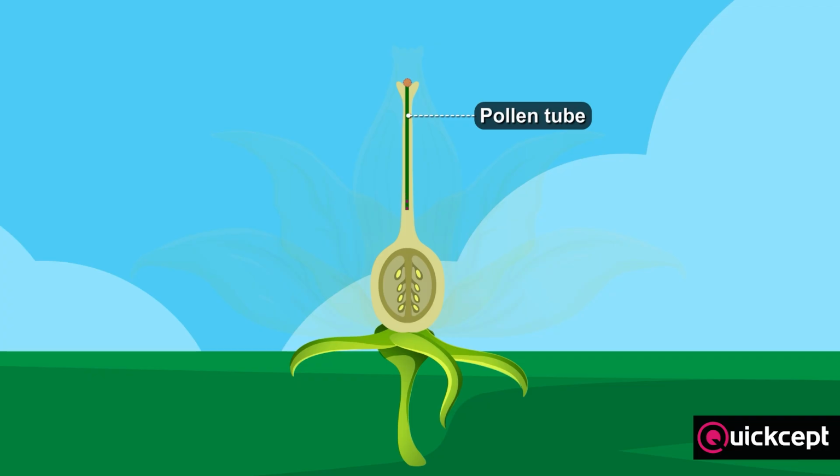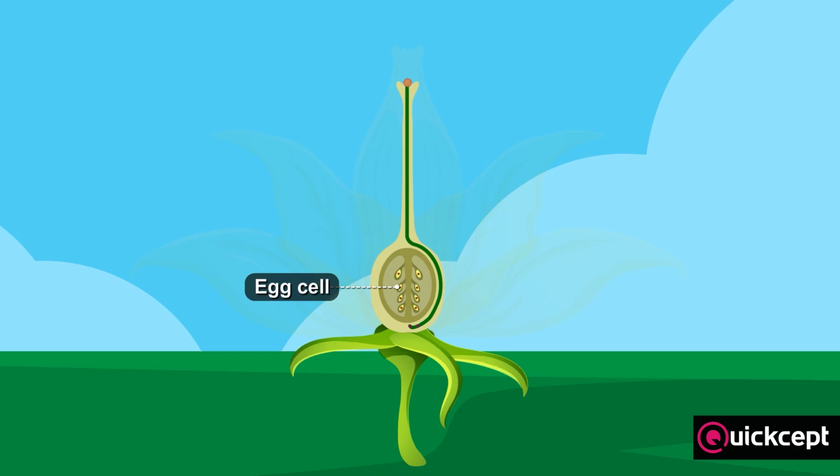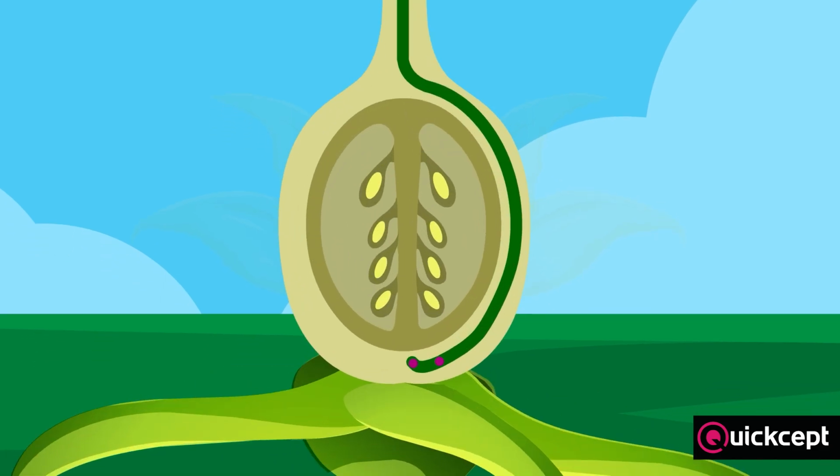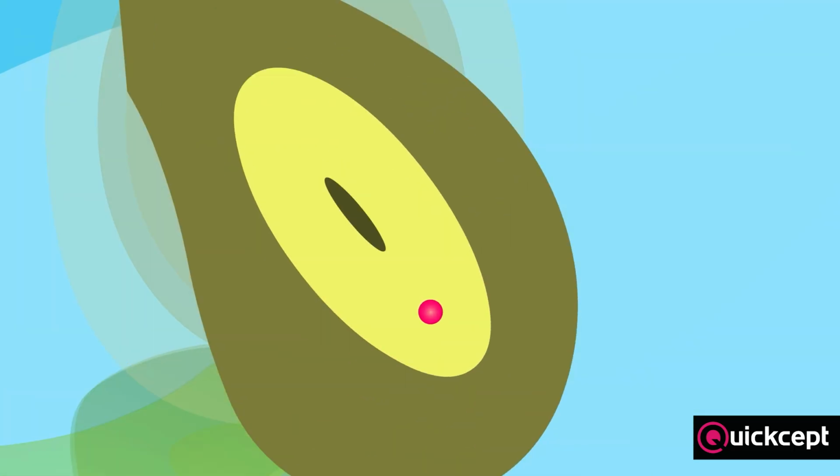It grows fast and steady, carrying two male gametes inside it, and enters the ovary, a round protected chamber at the bottom of the flower. The ovary contains ovules, and inside each ovule is an egg cell waiting patiently. The pollen tube enters an ovule and releases the male gametes.